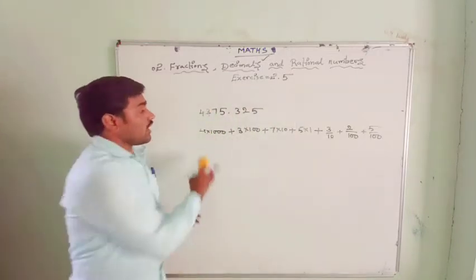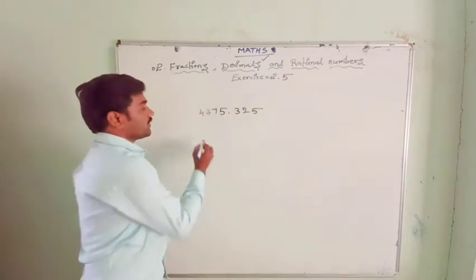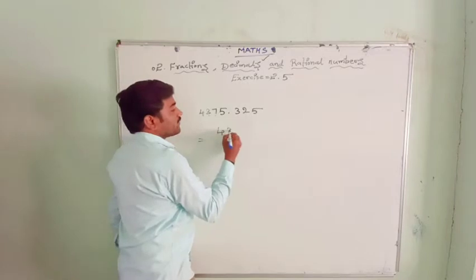Okay, then how to change decimals into fractions? I will tell you here. The whole number, the complete number, you write first.